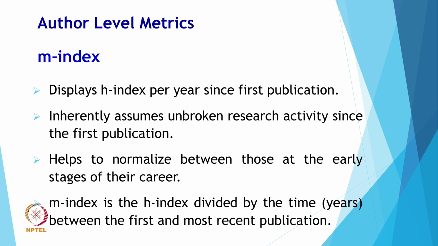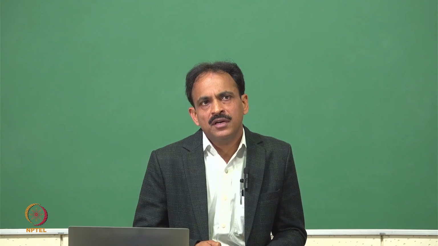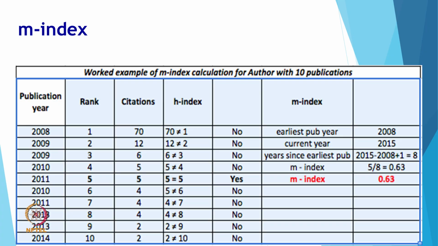The m index is the h index divided by the time, meaning years, between the first and most recent publications. For calculating this m index, what you have to do is take the researcher's h index and divide it by the number of years since their first publication. So you will find the value of m.